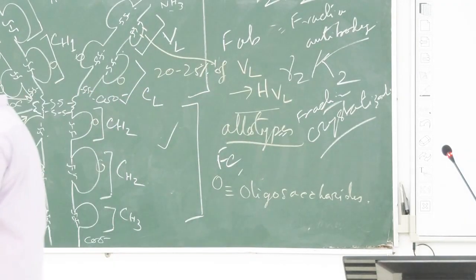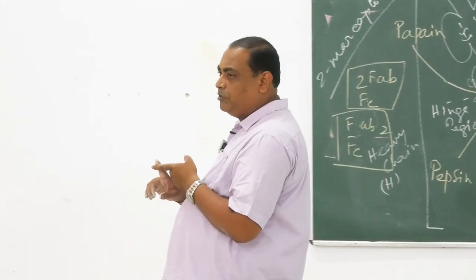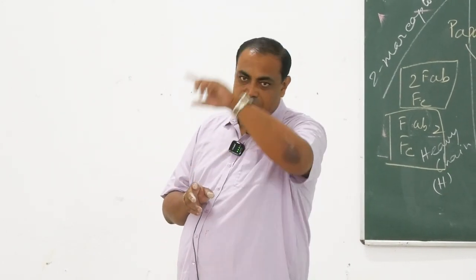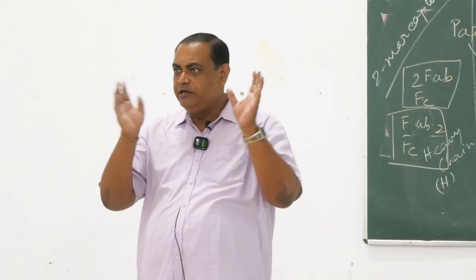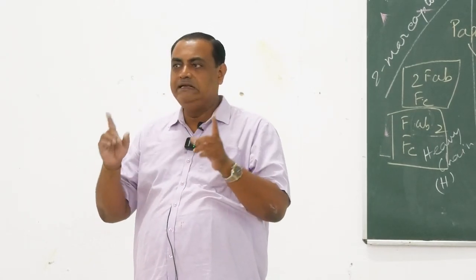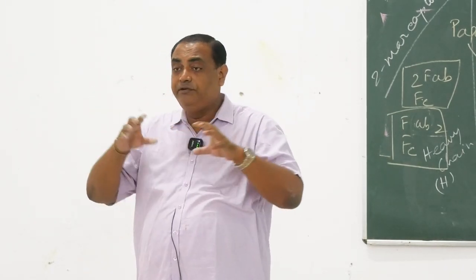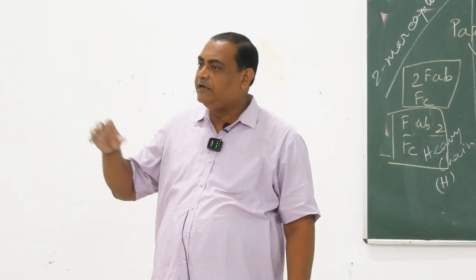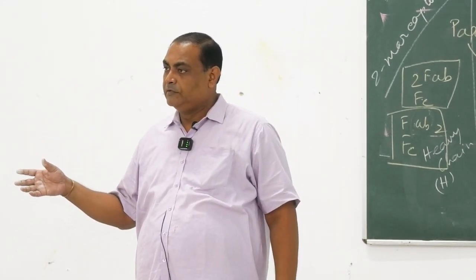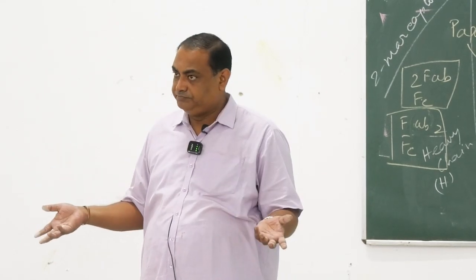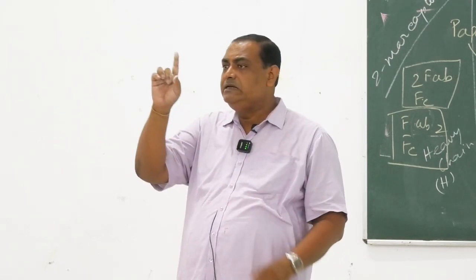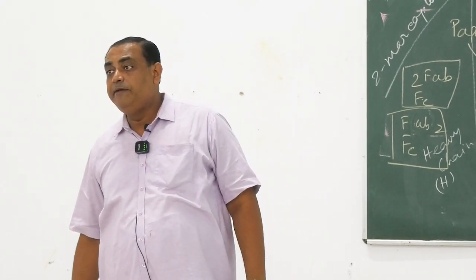The part of the antigen which binds with the antibody is called the epitope. The whole antigen is not recognized by a single antibody. There are different regions of the antigen which are recognized by different antibodies, maybe the same, maybe different. But the region which is recognized by a single antibody is called an epitope.